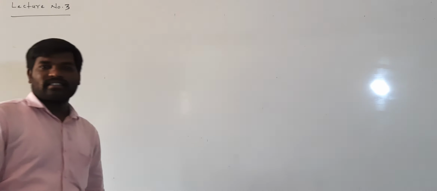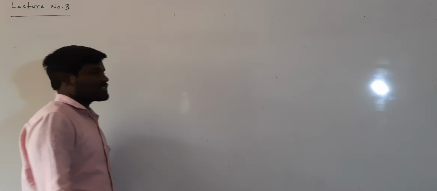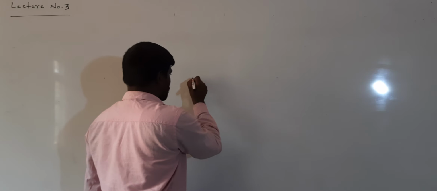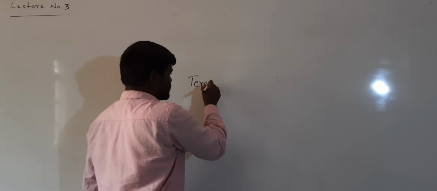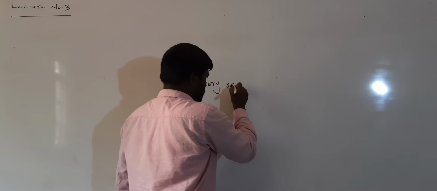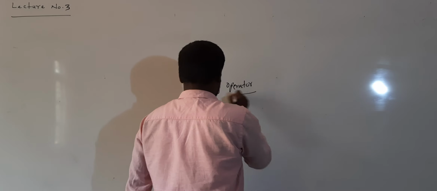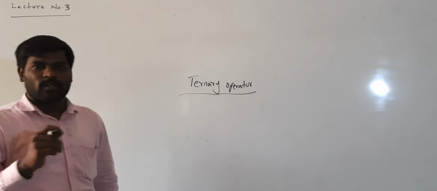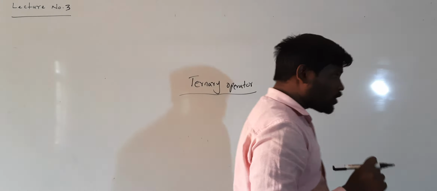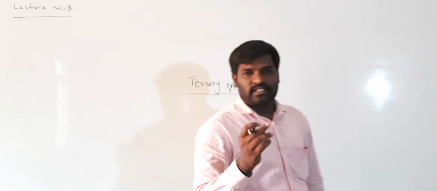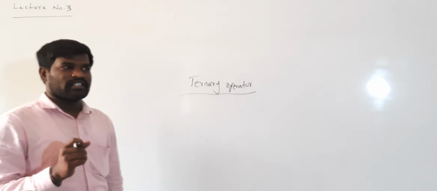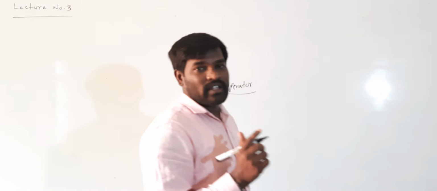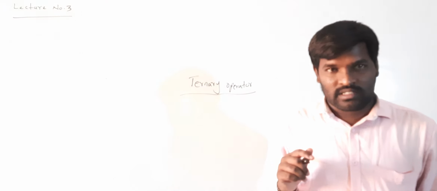Dear students, in the last class we discussed the operators and its types. The last operator is the conditional operator, also called the ternary operator. Based on the operands, there are three types of operators: first is unary, second is binary, third is ternary. Unary means it operates on only a single operand.